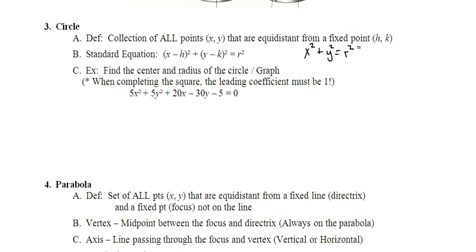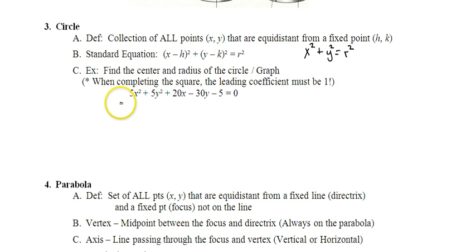So a quick example, just to refresh: we want to find the center and radius of a circle and graph it. This has nothing to do with calculus, so this is kind of nice. It's just a good old review. Keep in mind, though, when you complete the square, your leading coefficient has to be 1. So in this situation, when we have 5x squared and 5y squared, that indicates that it's a circle because your coefficients are the same. We will have to factor out the 5.